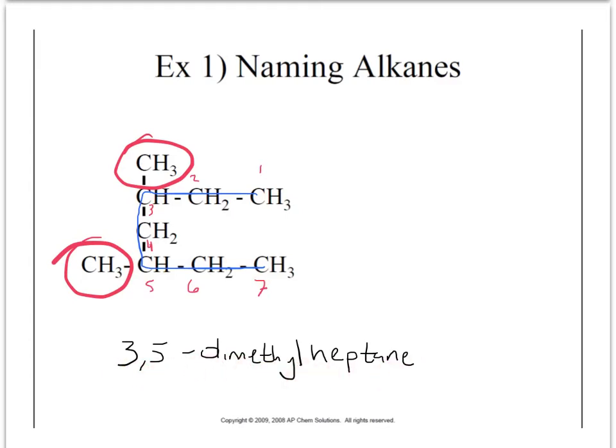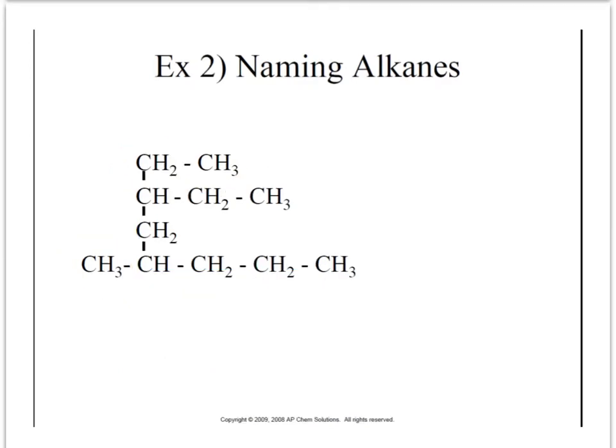3,5-dimethyl heptane. Make sure you put the comma between the numbers, and you put a dash between the numbers and then the name of the structure. But let's not let the fun stop there. Let's do another one. So try this one. Give it a shot. Find the longest chain, identify the secondary alkyl groups, number the carbons, name it based upon where those secondary groups fall and how many carbons those secondary groups have.